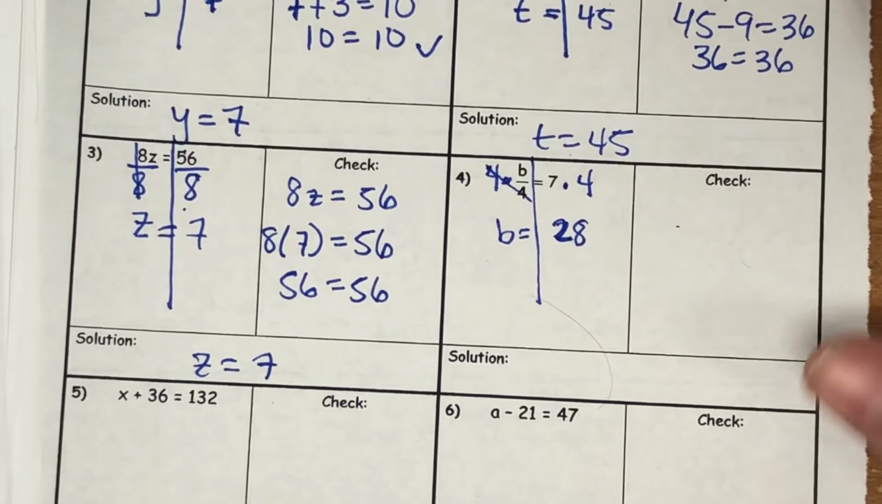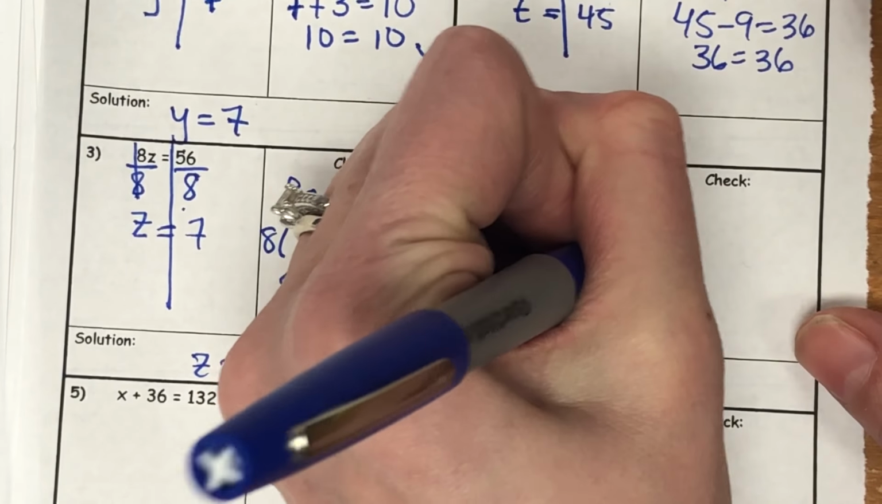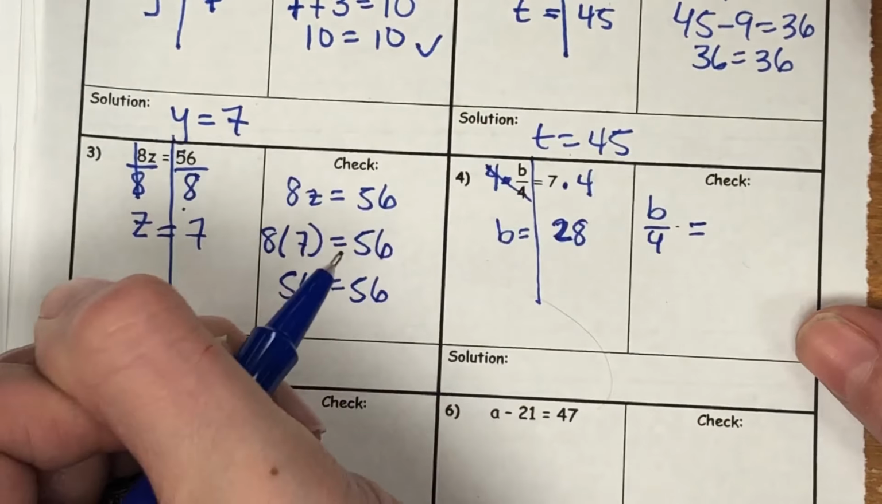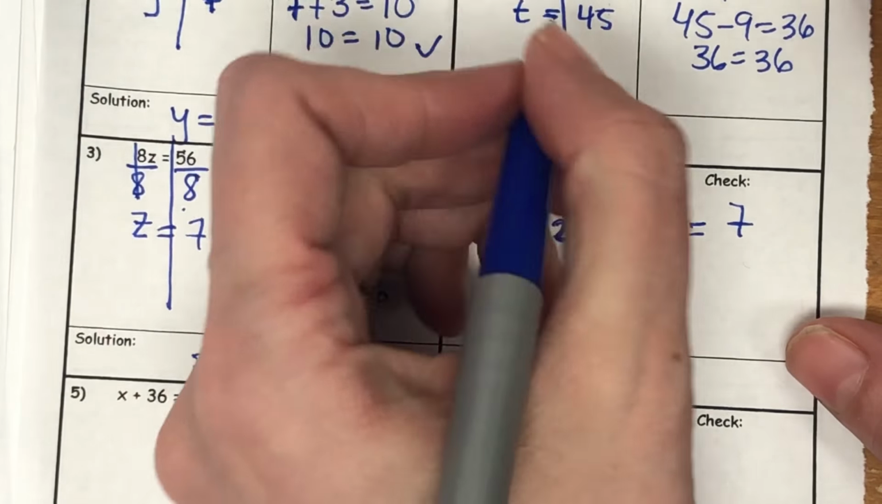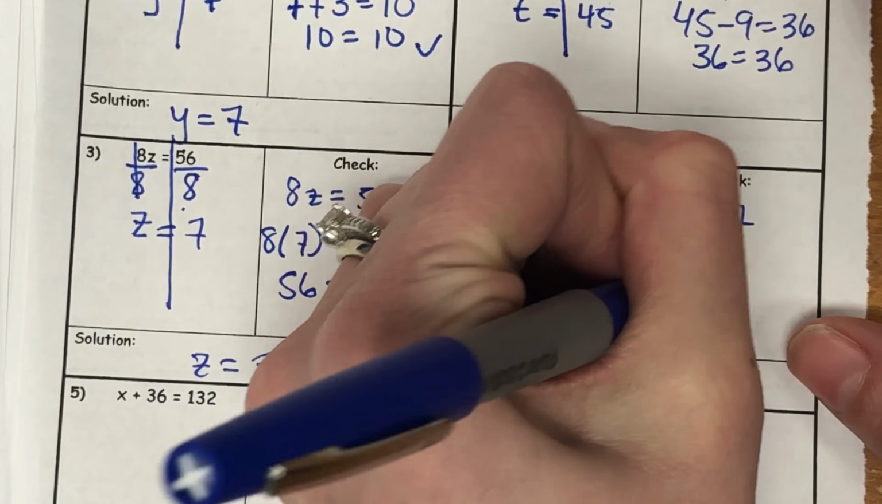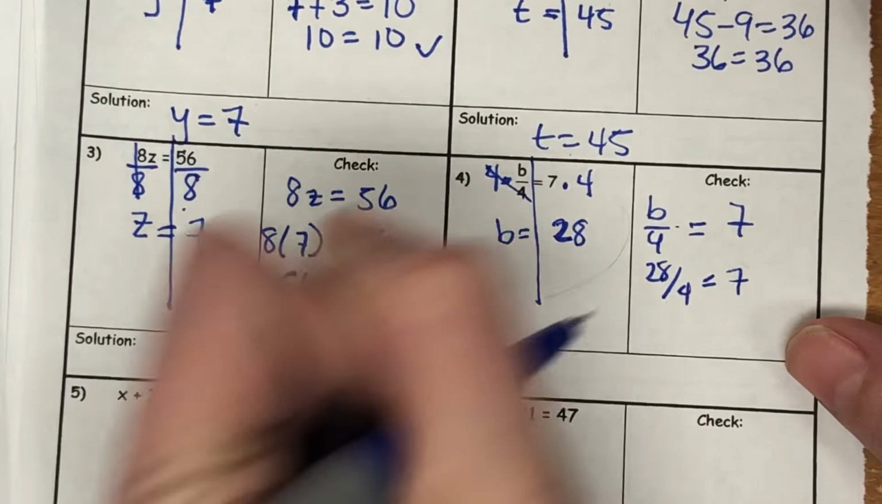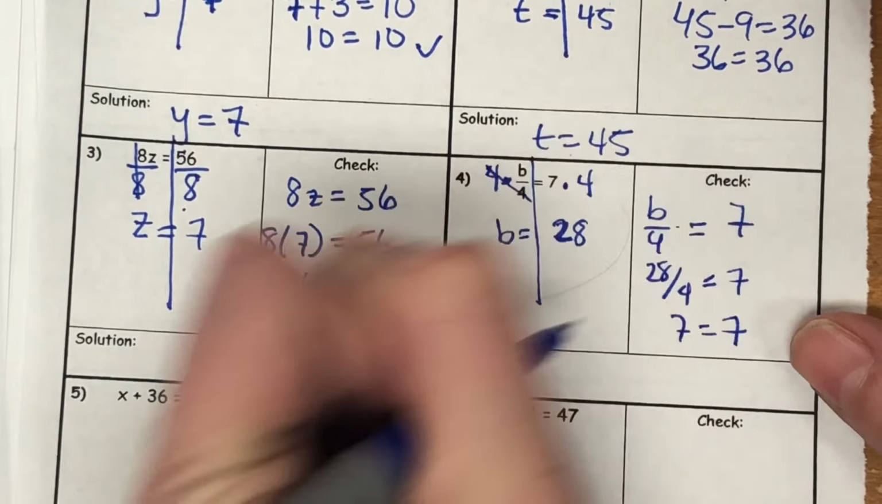Then I can check it. The original equation was b divided by 4 equals 7. If I substitute 28 divided by 4 equals 7, you know 28 divided by 4 is 7, and that's true.